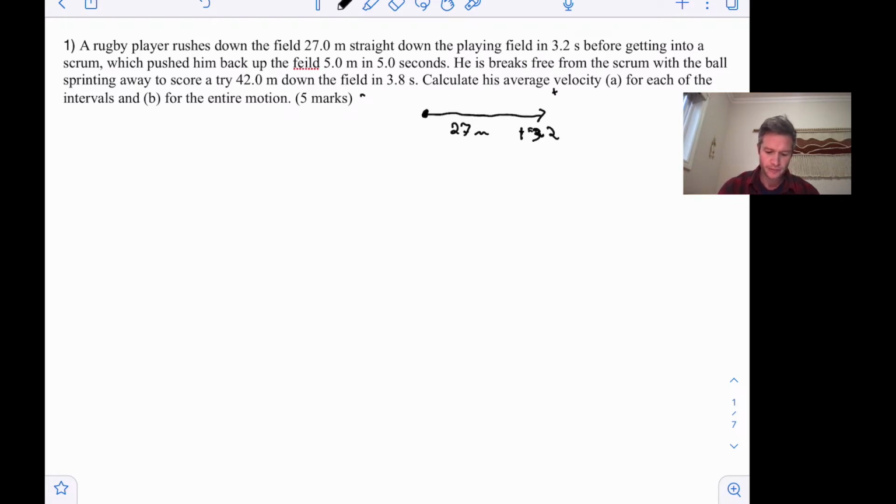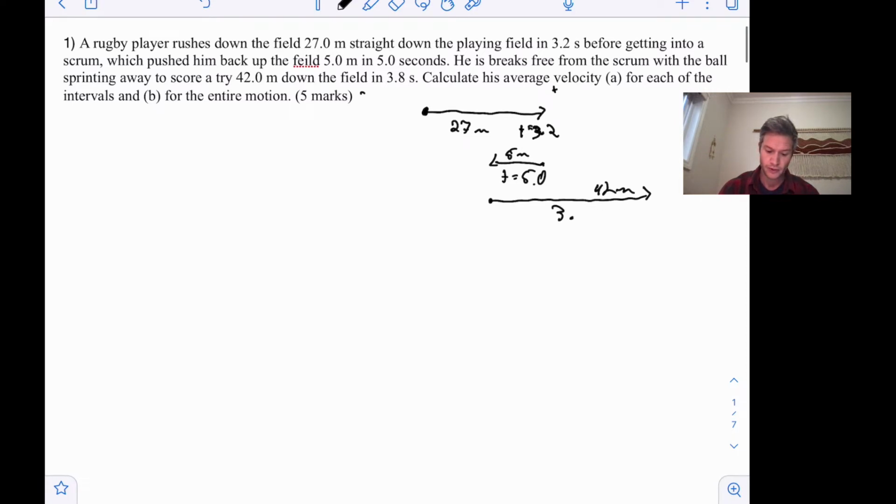Then the next part has him moving back this way about 5 meters, and I know that took him 5 seconds. Okay. Then once that scrum was done, he ends up moving forward or downfield again, so positive direction on the coordinate system, 42 meters, and that took 3.8 seconds.